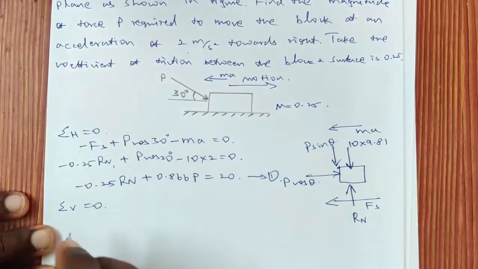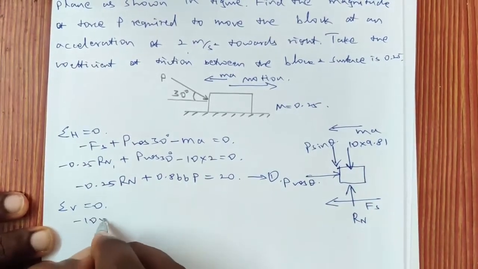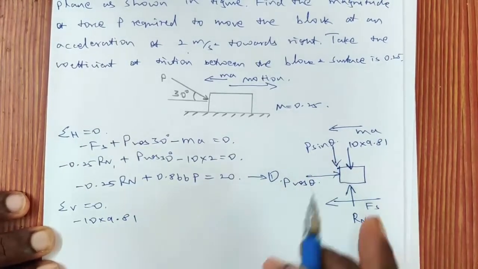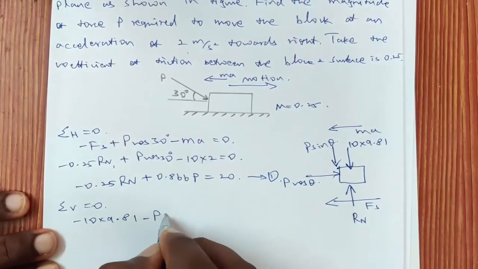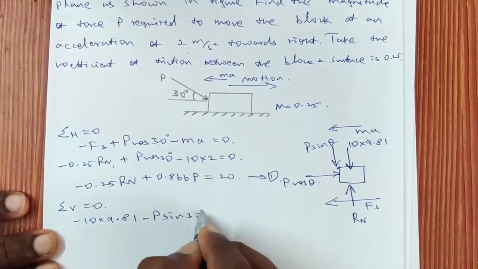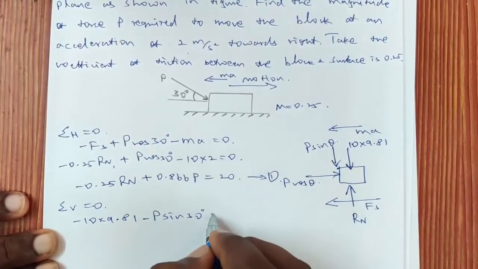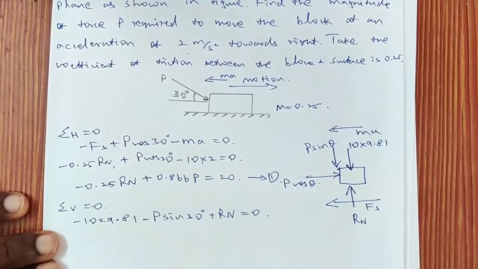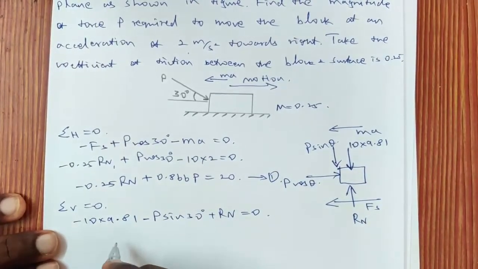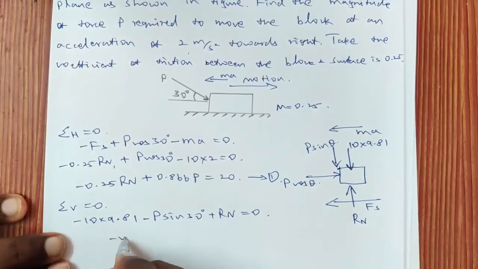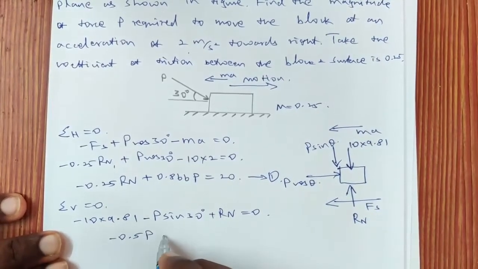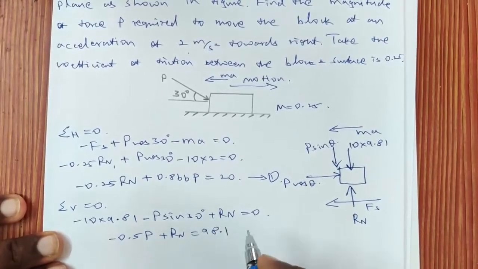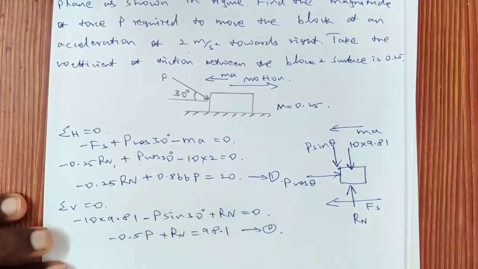The weight is acting in the downward direction, so it is minus 10 into 9.81. The P sine theta is acting in the downward direction, so minus P sine 30 degree. And Rn is acting in the upward direction, so it is plus Rn is equal to 0. If you rewrite this equation, then you will get minus 0.5 P plus Rn is equal to 98.1. Keep this as equation number 2.